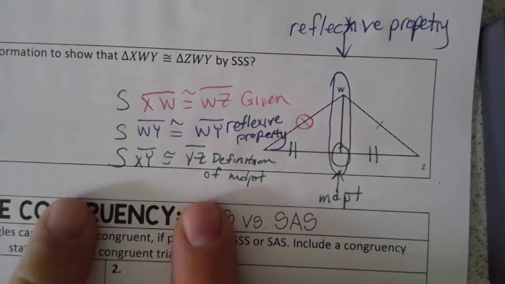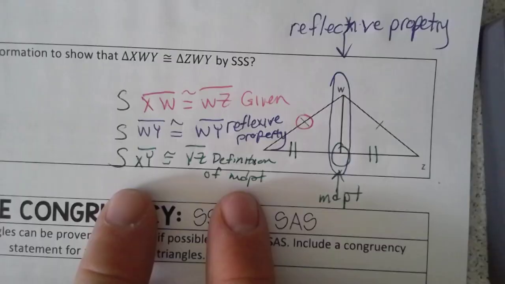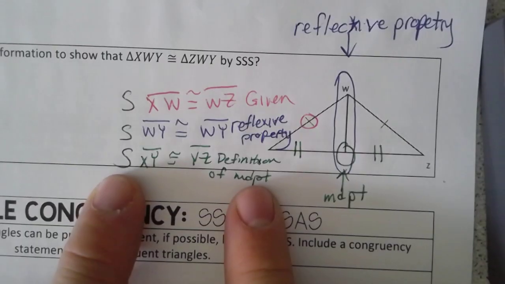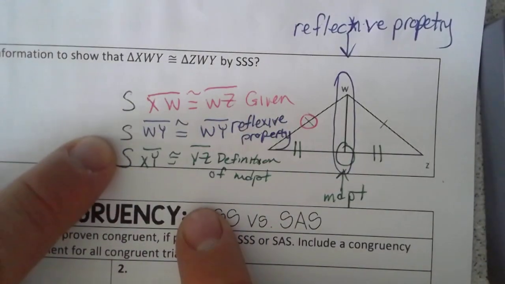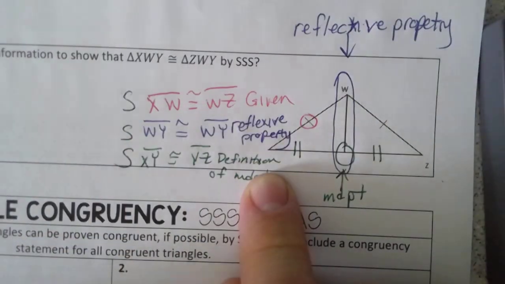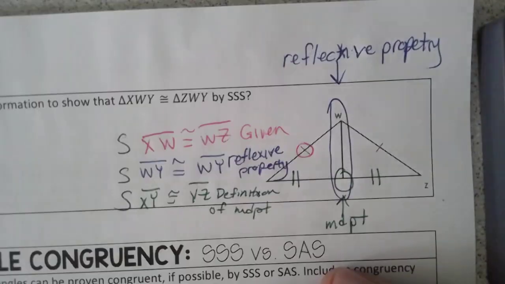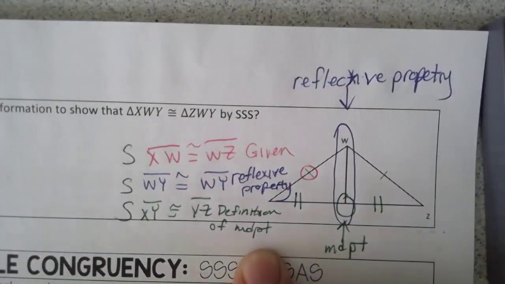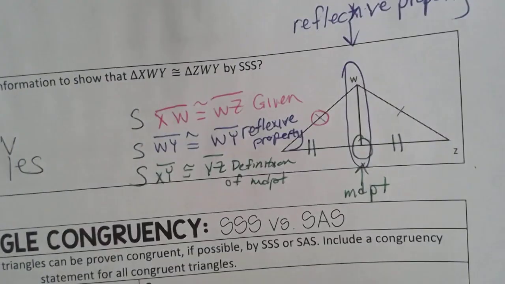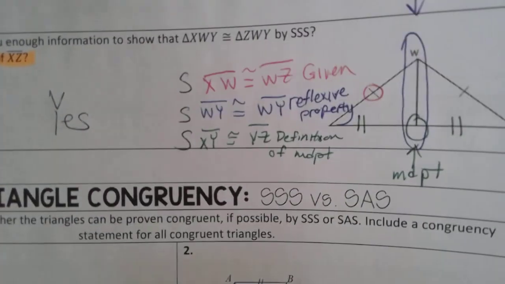So here we go. Yay or nay? Oh, I hope it's a nay. So they nay. Zach, do we have enough information for side, side, side? No. Do we have 3 sides here? Yes. Do we have a reason for each one of them? We do. Given, reflexive, and definition of a midpoint. Ugh! I was hoping it would be a nay. But at last, it's a yay.